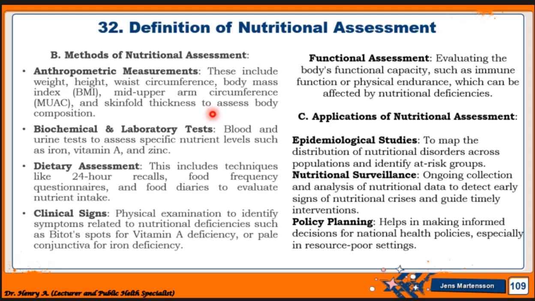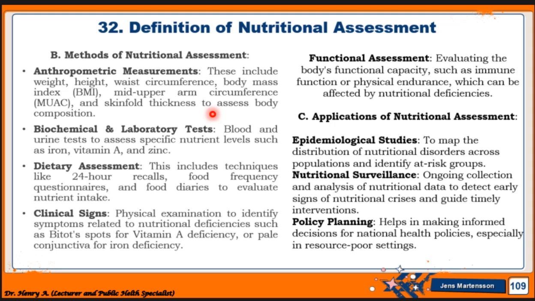Now, other methods include biochemical and laboratory tests. Blood and urine tests are used to assess specific nutrient levels such as iron, vitamin A, and zinc. You have the dietary assessment also. This includes techniques like 24-hour recalls, food frequency questionnaires, and food diaries to evaluate the nutrient intake. In other words, such a person is checked at periodic times to see the impact.